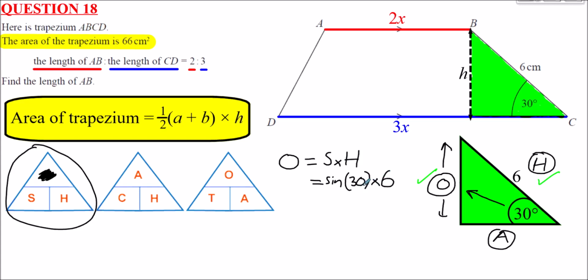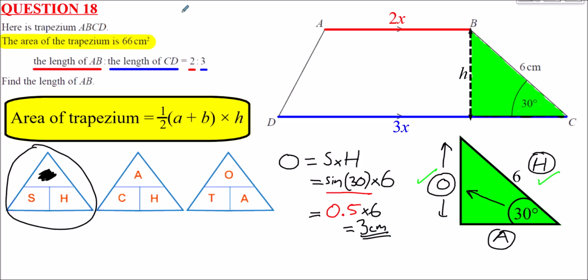It's a non-calculator paper, so I'm not going to go into it right now because it's a separate topic. You need to know the exact trig values. Sine 30 is one of them. You just need to know, using a few various methods mentioned in class or online, that sine 30 is actually a half. So that's 0.5 times by 6. Half times 6 is clearly going to be 3. So the height is 3 centimeters.